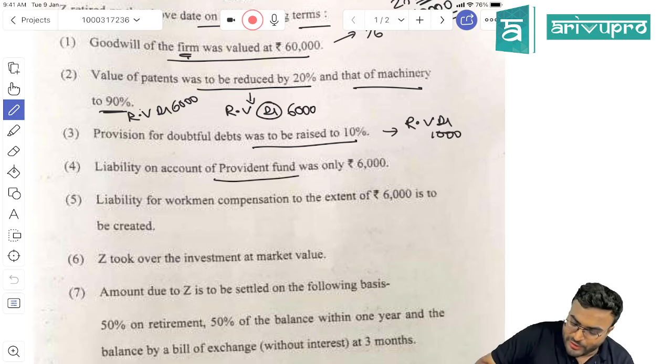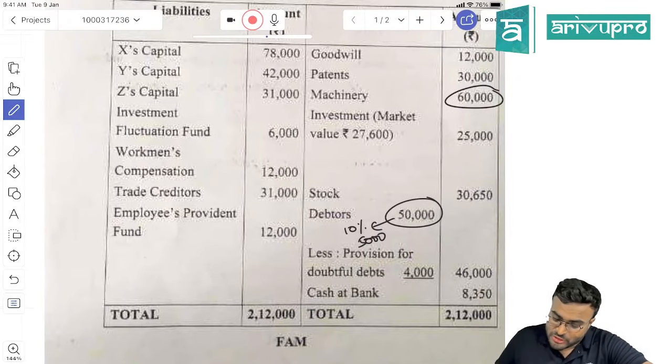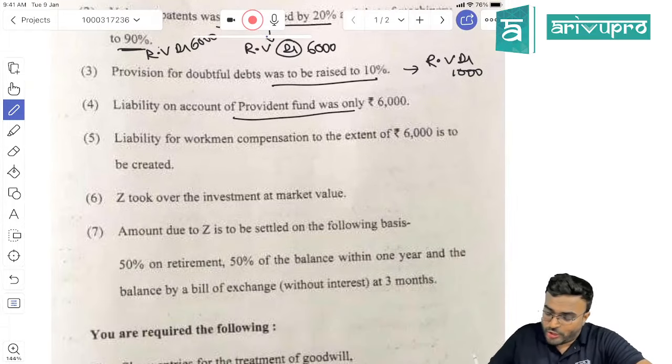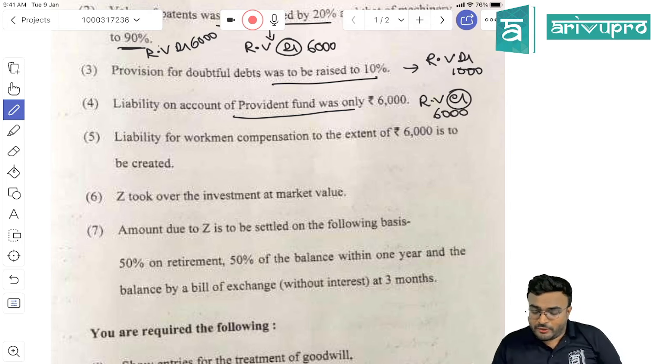Liability on account of provident fund was only 6,000. Provident fund liability, they're telling it is only 6,000. So 12,000 is there. We don't need 6,000 in that. So what you will do, revaluation account will be credited for 6,000. 6,000 you will credit to revaluation account.